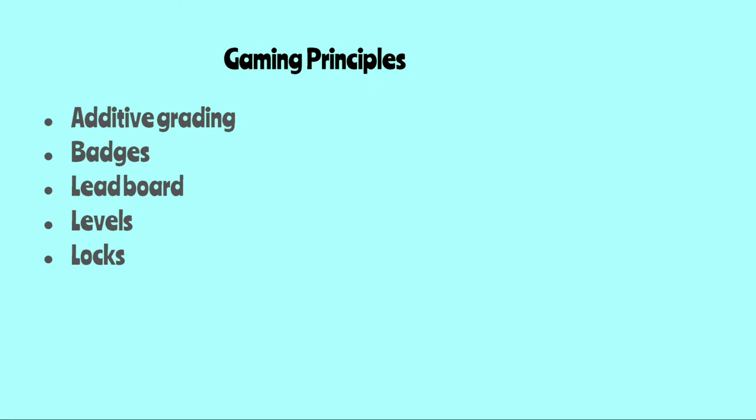Then levels. There are levels also of learning. When we progress in achieving learning outcomes, they are aligned in a manner which leads us from easy to complex.